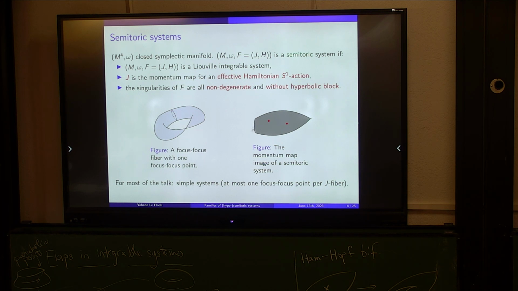You still have the elliptic singularities on the boundary. You still have the set of regular values inside the image of the momentum map, except for some isolated points here, which correspond to focus-focus values. And the corresponding fiber, as we saw, is a torus pinched at one or several focus-focus points. And the pinches correspond to focus-focus points.